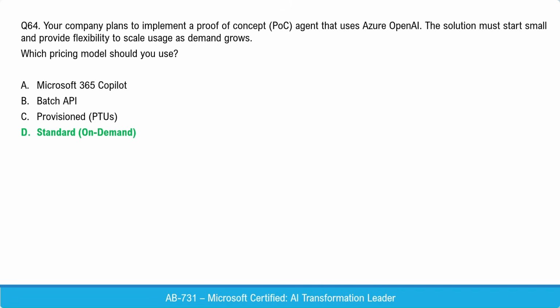Now, looking at other options, option A, M365 Copilot is not a pricing model for Azure OpenAI. Option B, Batch API is designed for asynchronous processing and is not suitable for interactive POC scenarios. And option C, PTUs, they require upfront capacity commitment and are better suited for large scale, predictable workloads. So, for flexibility, cost control, and scalability in a POC, the best choice is standard on demand pricing. That's why the correct answer is option D.